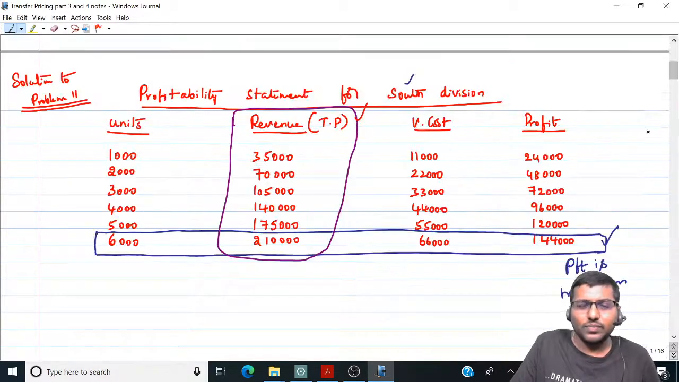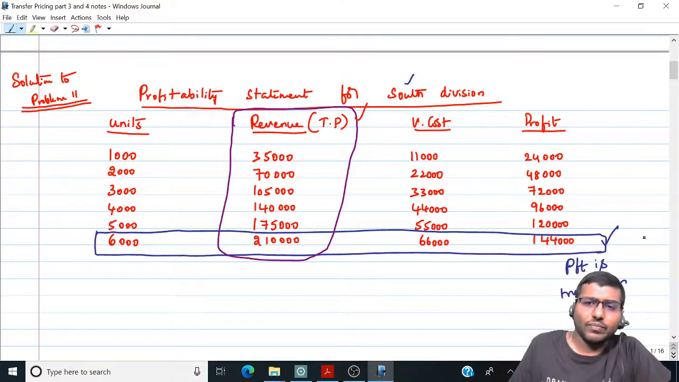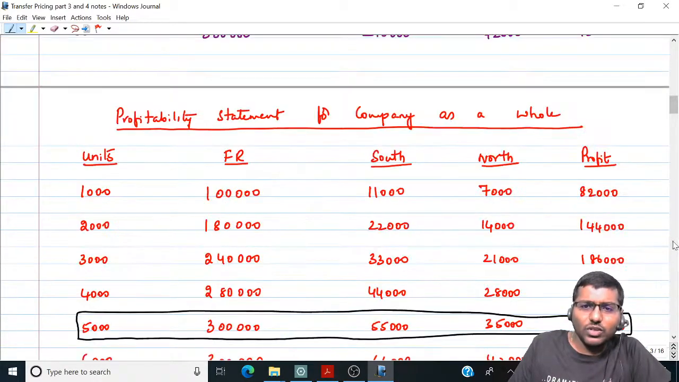Okay, now look at this one problem. This is not there in your ICAI material, but I have given this problem in my material only to make people understand the concept of transfer pricing. Now, if you see, the transfer pricing concept is very simple.